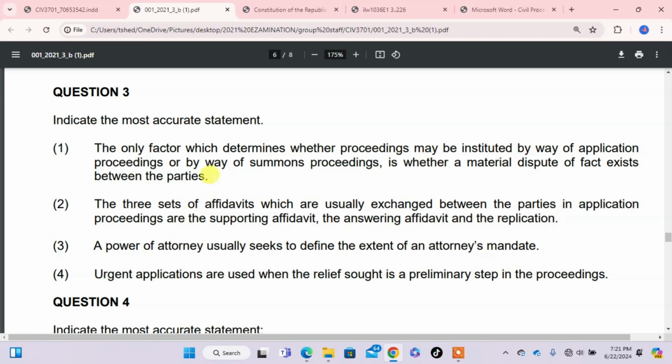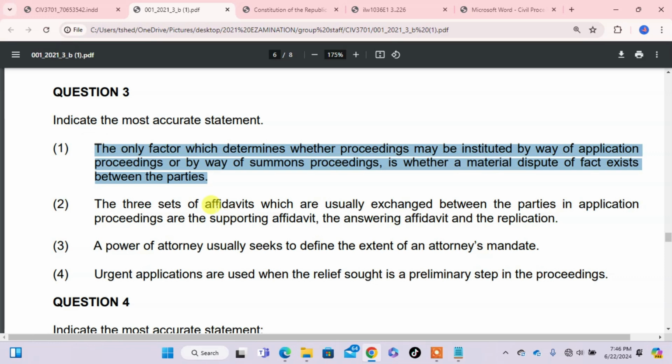So my answer here will be number 1. The only factor which determines whether proceedings may be instituted by way of application proceedings or by way of summons proceedings is whether material disputes of facts exist between the parties.